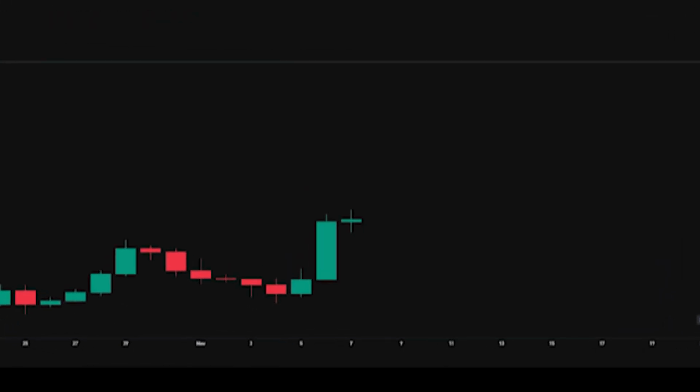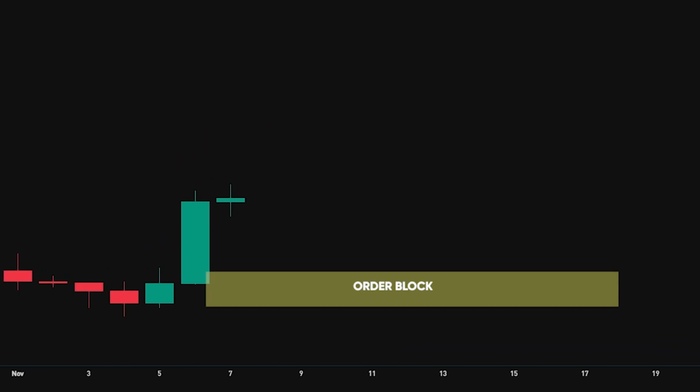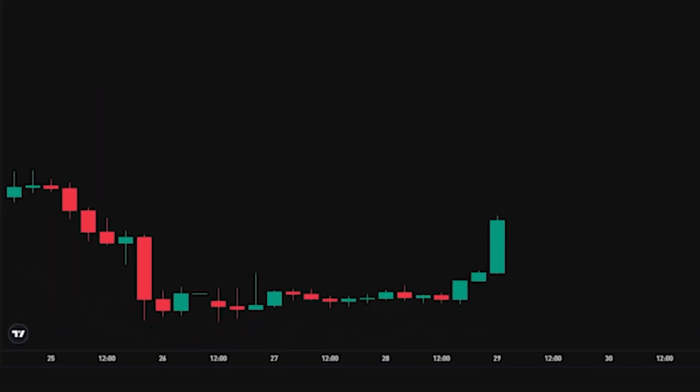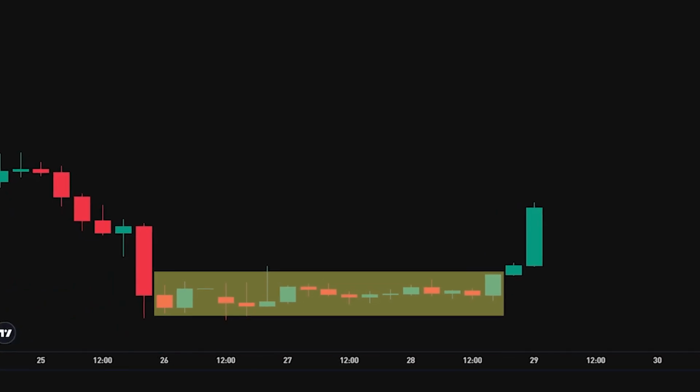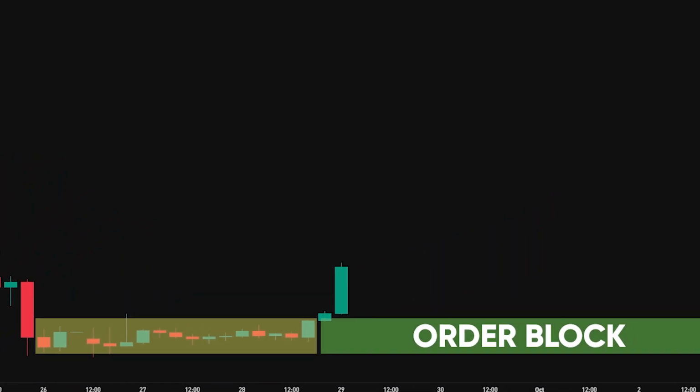Hello traders. Today I want to break down one of those ideas that changes how you look at the chart forever. These are order blocks, the very zones where big money enters the market. An order block is a key area on the chart where significant trading volume is concentrated. Large players such as banks or funds use these zones to enter the market.